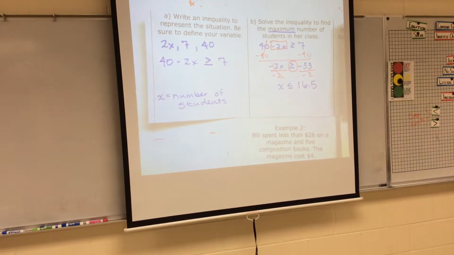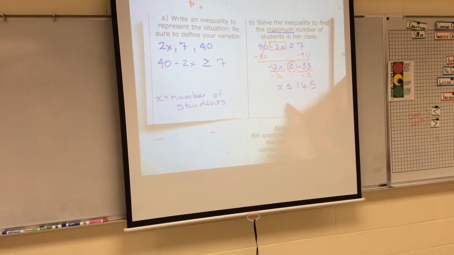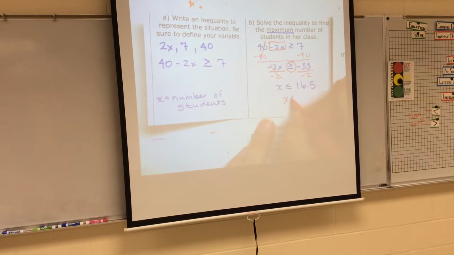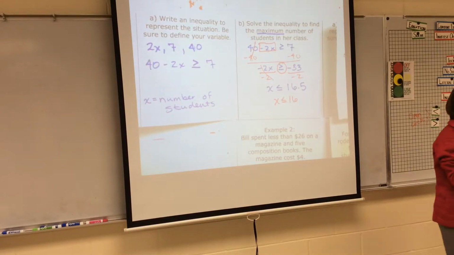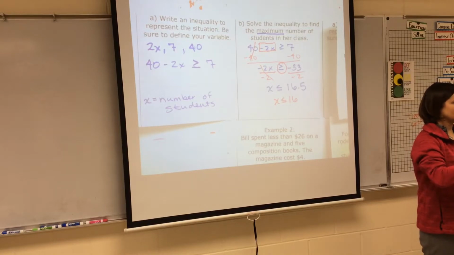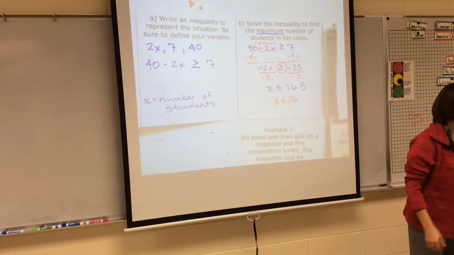So I'm going to write x is less than or equal to 16. We don't have that other kid yet, exactly, because they're thinking of just part of a kid where we're almost going to be there, right? Very good.